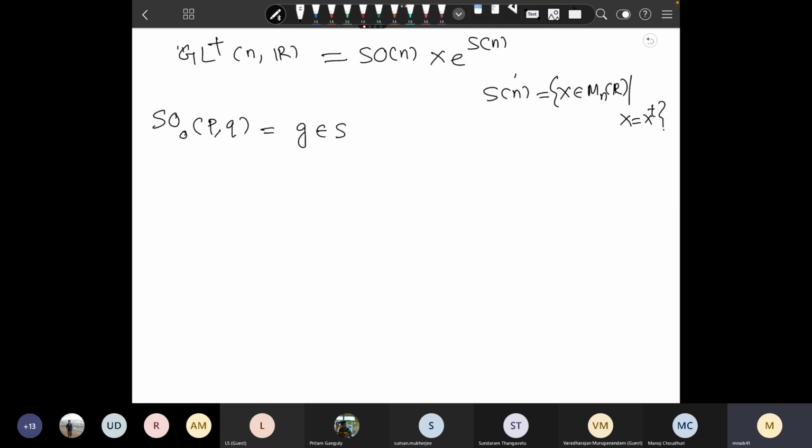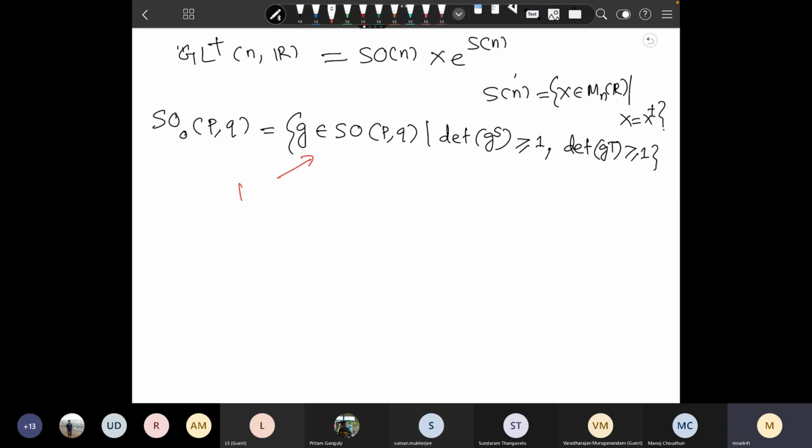Similarly, this group I have, SO P naught comma Q. This G belongs to SO P comma Q, so the determinant of G S is greater than or equal to 1, and the determinant of G tau is greater than or equal to 1. This is from the very definition.